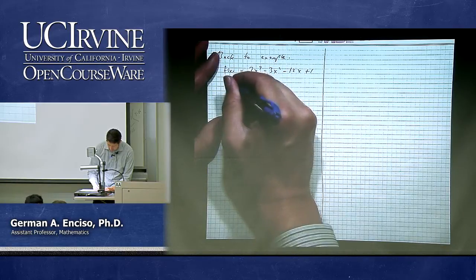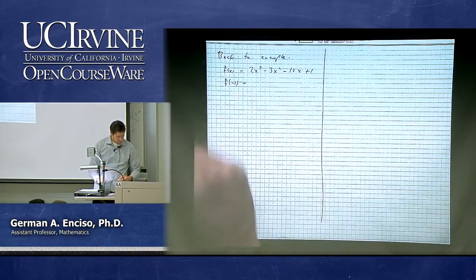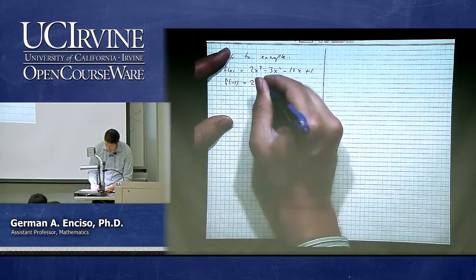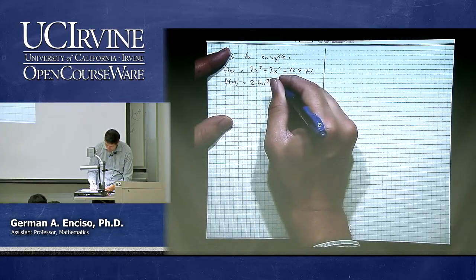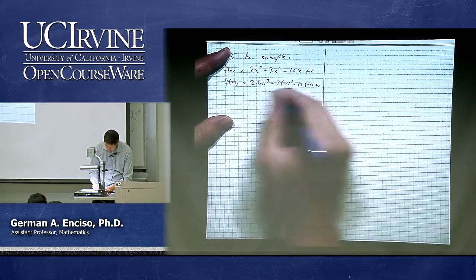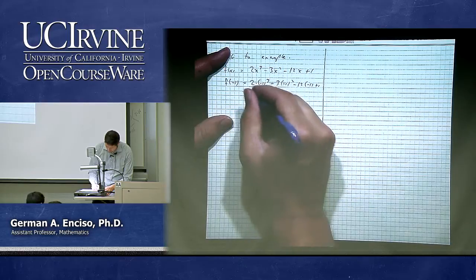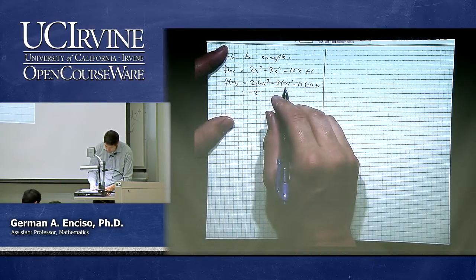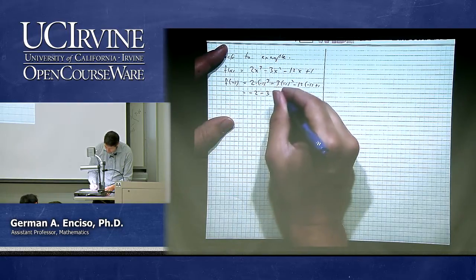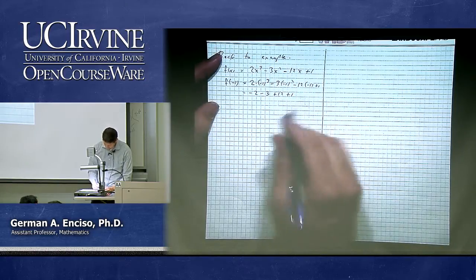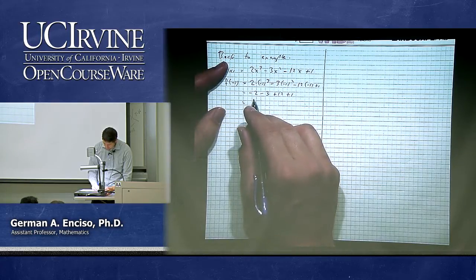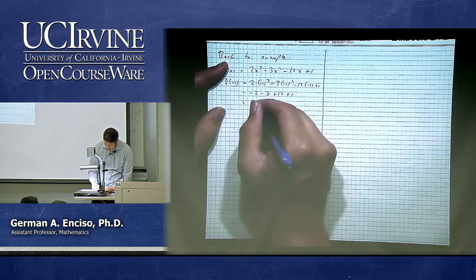For example, f of minus 1 is equal to what? 2 times minus 1 to the 3 minus 3 times minus 1 squared minus 12 times minus 1 plus 1. This is equal to minus 2 minus 3 plus 12 plus 1, which is equal to, let's see, so 5, 8.